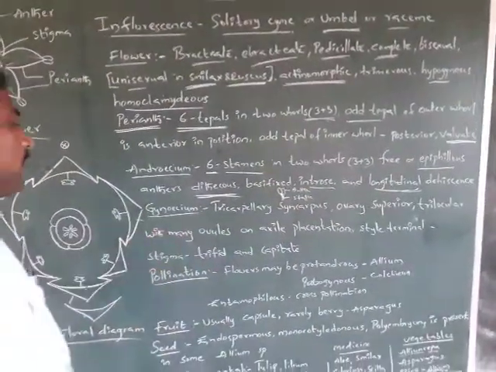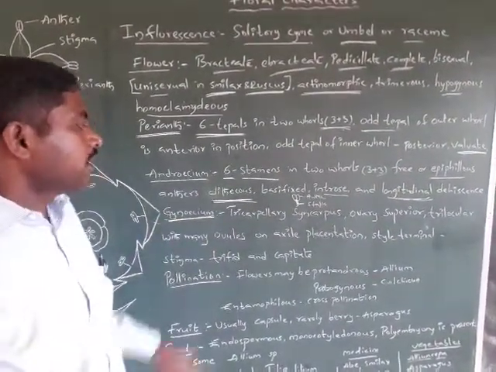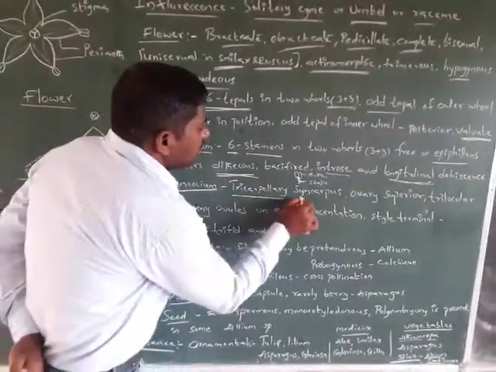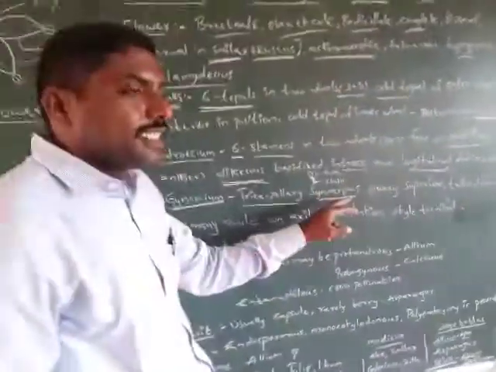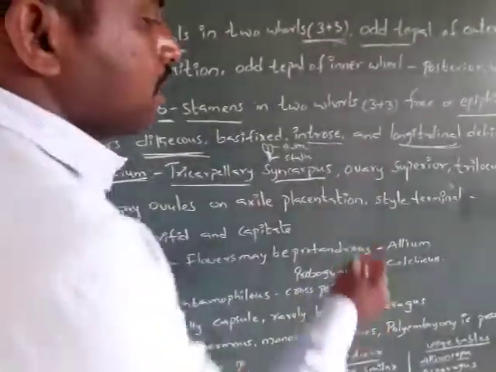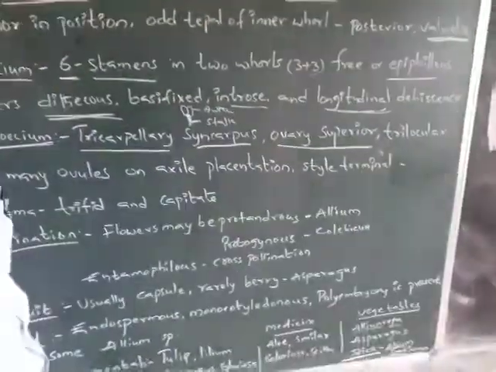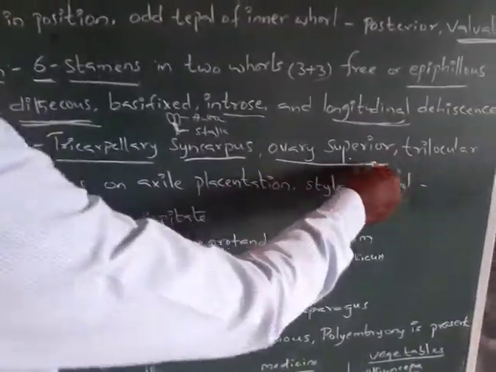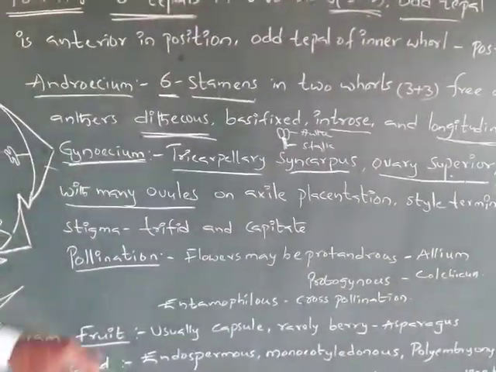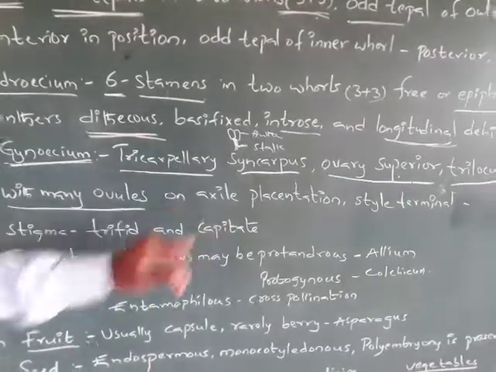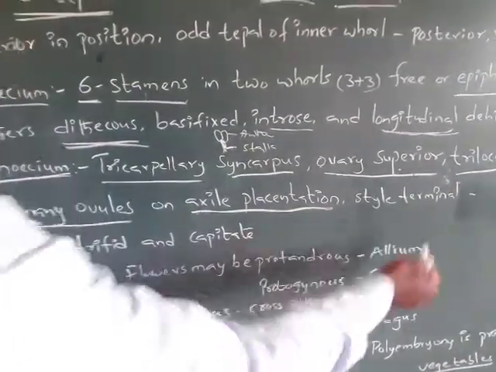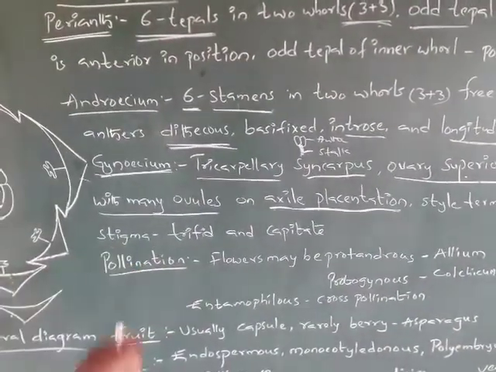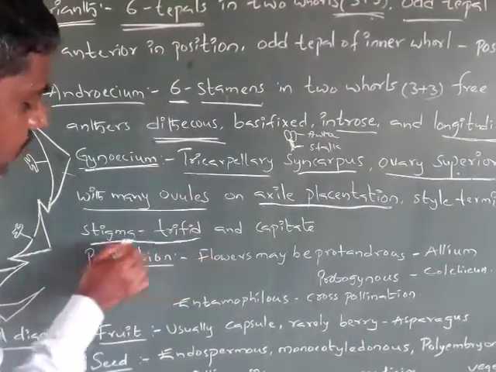And next, coming to the gynoecium. Here the gynoecium is tricarpellary syncarpous. 3 carpels are there. Tricarpellary syncarpous. And the ovary is a superior ovary. And here it is trilocular with many ovules on axile placentation. So here it is the axile placentation and the style is terminal.